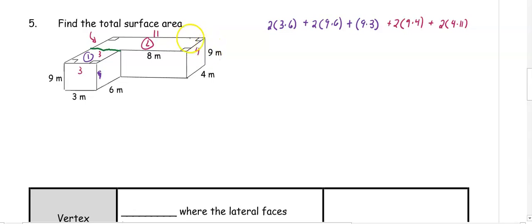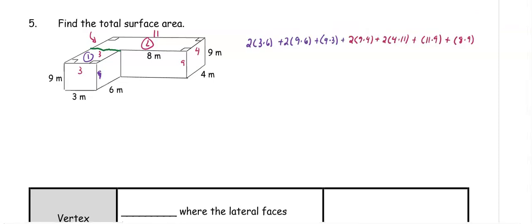Plus on the back we have the 9. We have one of them that is 11 by 9. And then we have one on the front that we are looking at that is 8 by 9. As we multiply each part out, 2 times 3 times 6 is 36. 2 times 9 times 6 is 108.